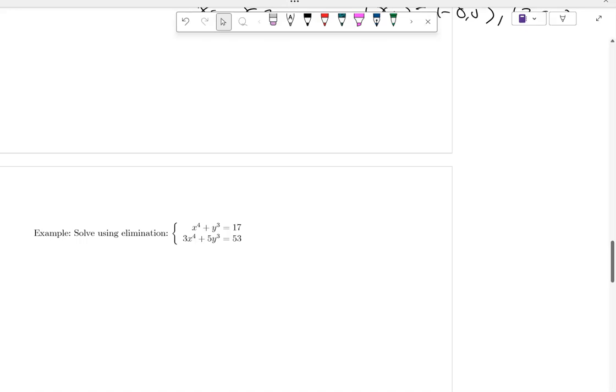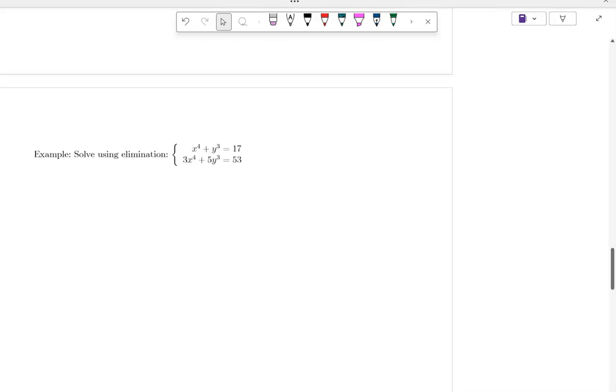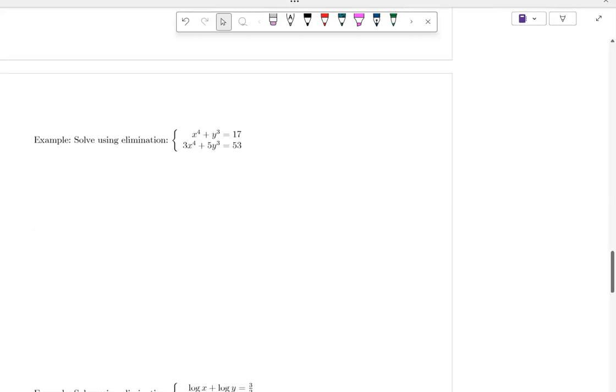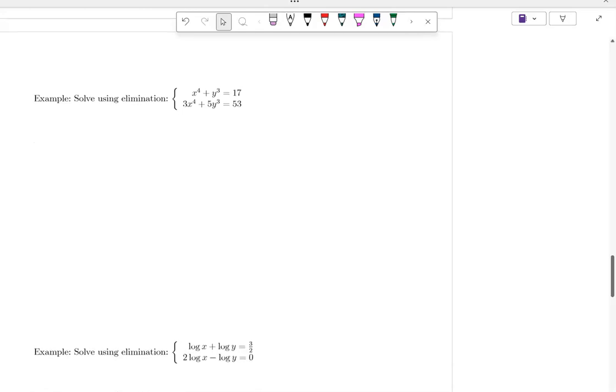All right. Let's look at the next one. Let's do elimination here again. So we've got x to the fourth plus y cubed equals 17, and 3x to the fourth plus 5y cubed equals 53. Do you want to eliminate the x or do you want to eliminate the y? Doesn't matter. You just have to pick one in this case. Which one would you like to eliminate? X? Okay.